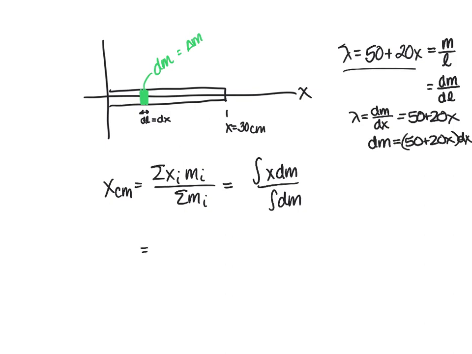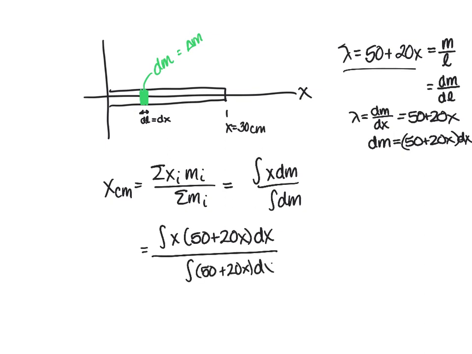So substituting it into this integral on the top, we have x times 50 plus 20x dx, and on the bottom we just have the 50 plus 20x dx, because that's just the mass. In both cases, the limits are going to go from 0 to 30, as long as I have my units right.